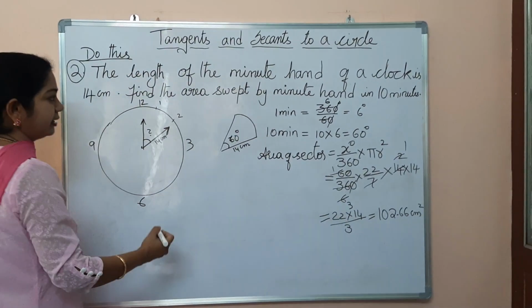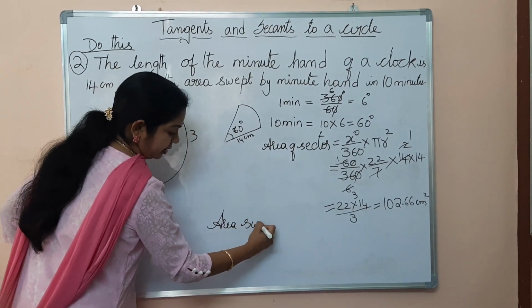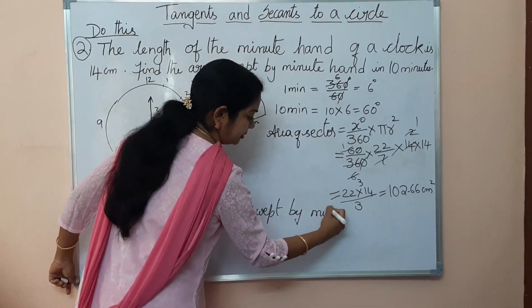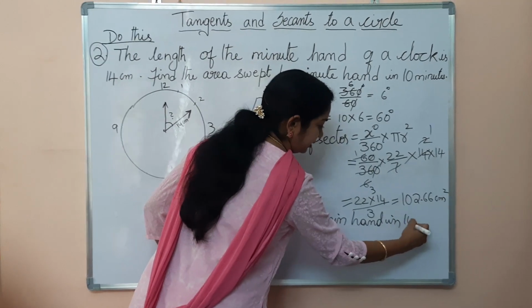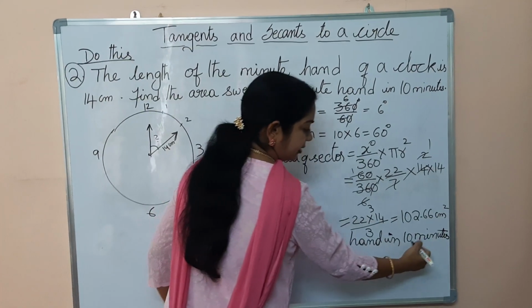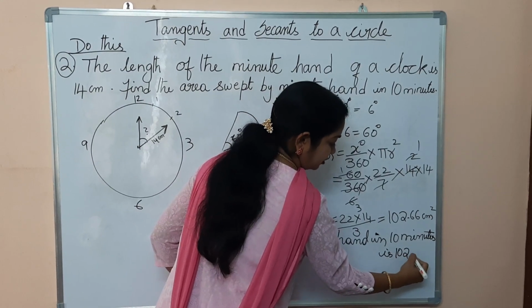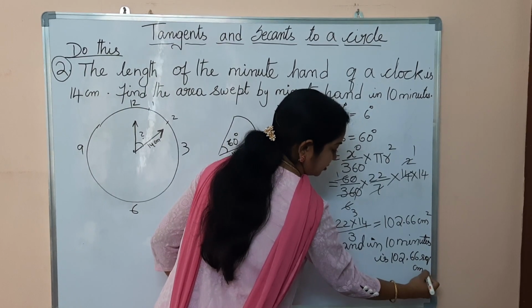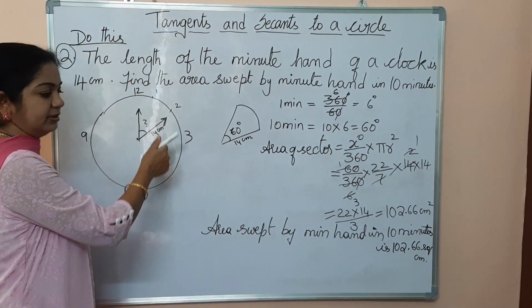So the area swept by the minute hand in 10 minutes is 102.66 square centimeters. So this is the area covered by the minute hand.